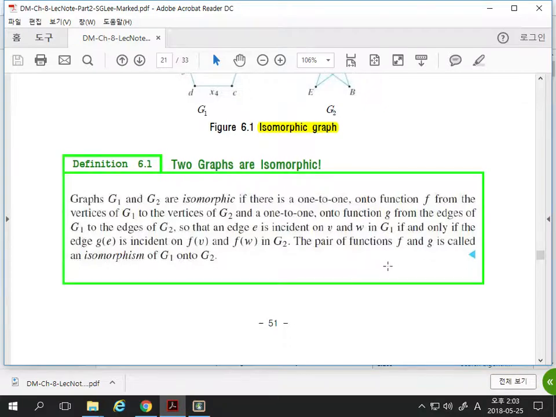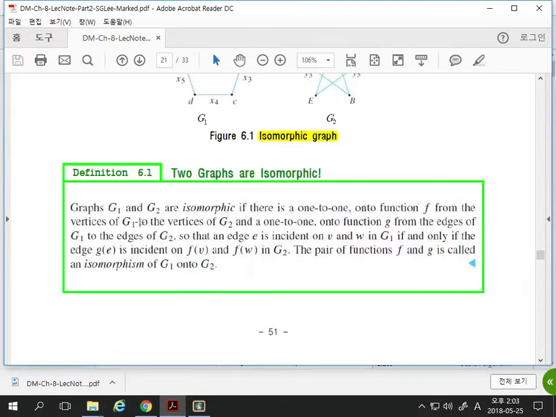Okay? Okay, two graphs are isomorphic. This is a definition. Two graphs are isomorphic if there is a one-to-one onto function f from the vertices of G1 to the vertices of G2, and a one-to-one onto function g from the edges of G1 to the edges of G2, so that an edge e is incident on v and w in G1 if and only if the edge g of e is incident on f of v and f of w in G2.